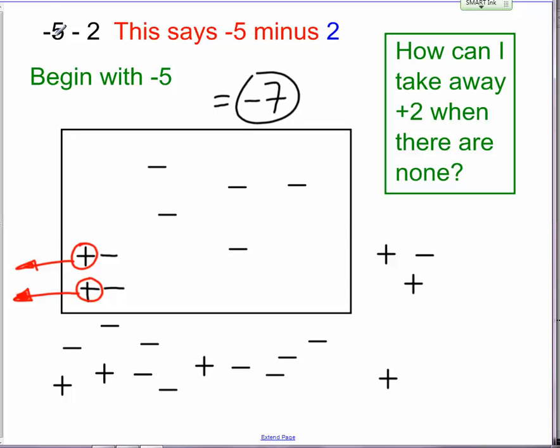This is -5, take away 2, and that 2 is positive, so I had 5 negatives, but I don't have any positives to take out. So I put in 2 zeros, out come the +2, and notice I'm left with 2 more negatives than I had before, so I have -7. So -5 minus 2 is -7.